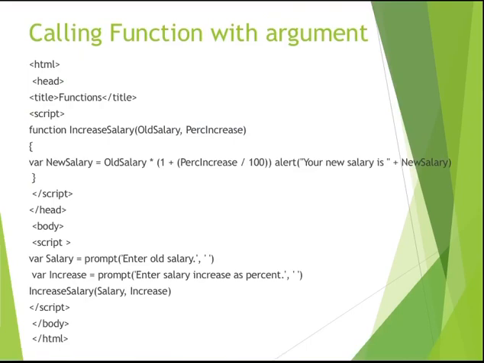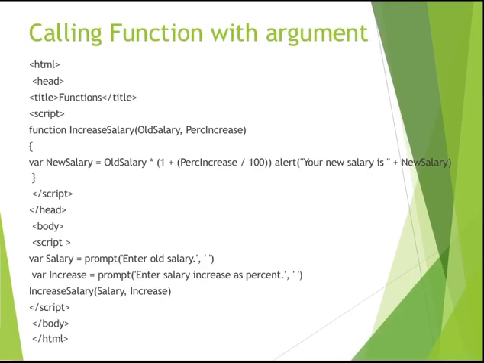Then close the script tag and close the head tag. Now open the body tag. Inside the body tag, we are going to call the function. So var salary is equal to, here we are taking the salary as an input from the user, so we use prompt: enter old salary. Whatever old salary you want to give, you can write it over here. Then var increase, you also want the percentage increase, right? So you take it as an input from the user.